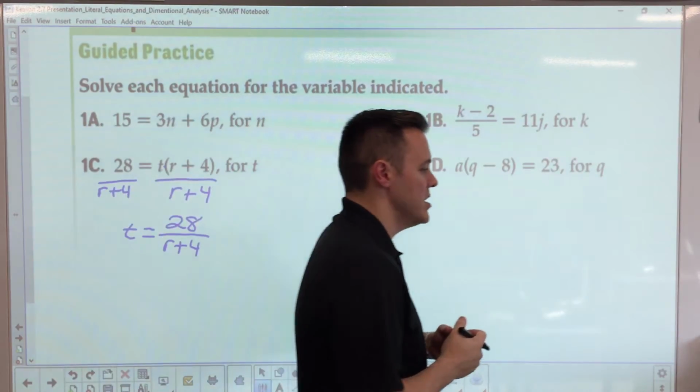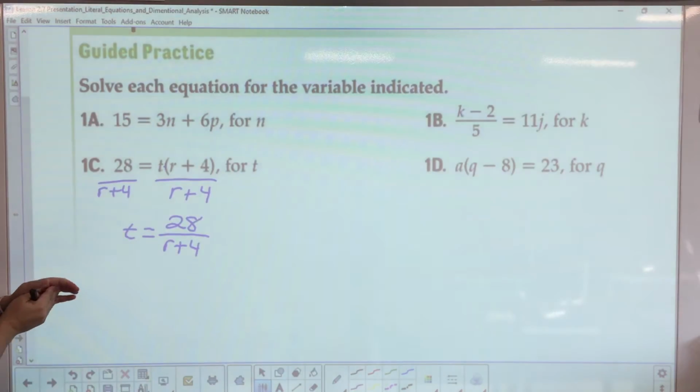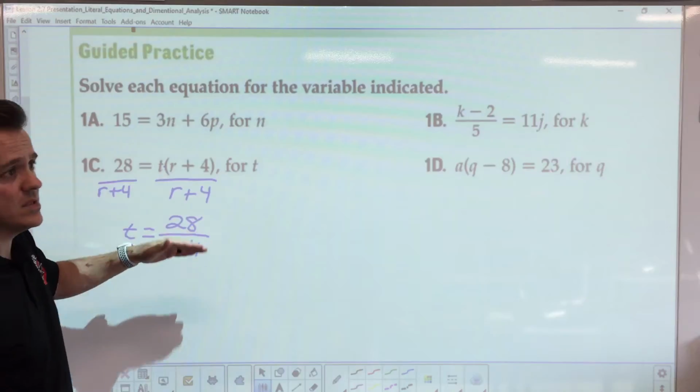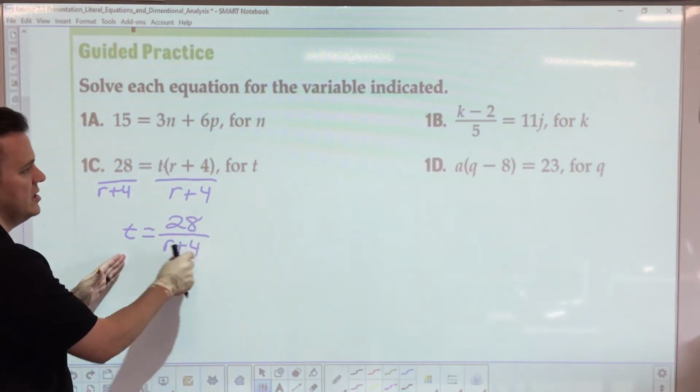Now, I know on the equation above, we simplified it. Could you do that here? No, you cannot, okay? Remember, on the other equation, you could simplify it because of what was in the denominator, but you can't split this one up because of what's in the denominator here, so you leave it just like that.